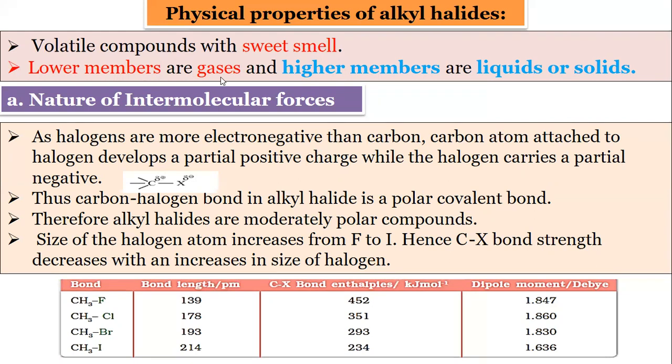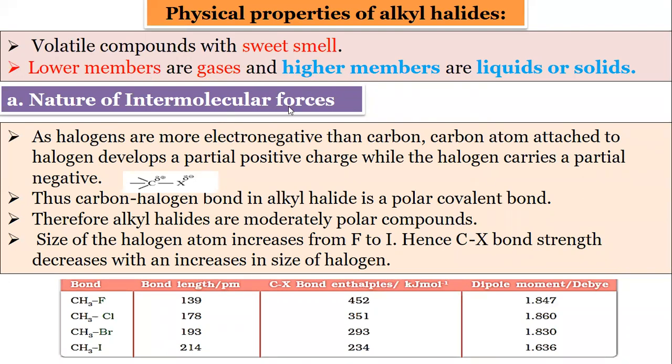Then the lower members are gases. That means when there are 1 carbon, 2 carbons, 3 carbons, these are the lower members, and the higher members, meaning more than 15, 16, 17 carbons, are liquids or solids. This is about the lower members and higher members.